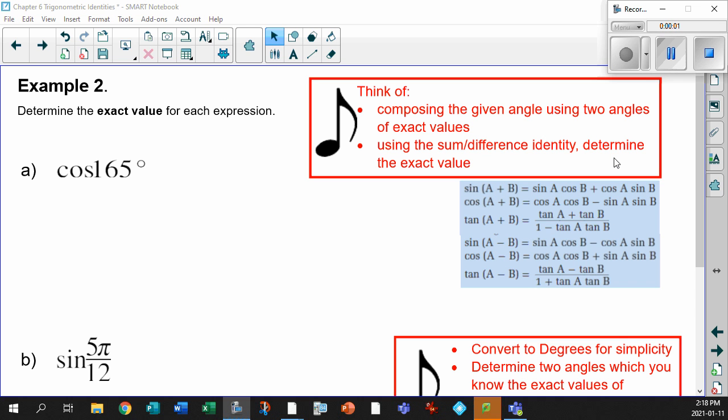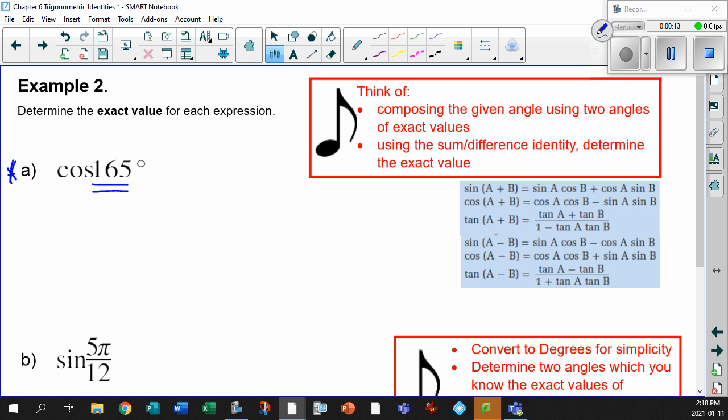Let me show you the advantage of knowing how to use sum and difference identities. It's actually quite splendid. Take a look at this first example. It says, I want to figure out cosine of 165 degrees. Now, I could just throw it in my calculator and get a wonderful decimal, right? Decimals suck, especially when the question says, give me the exact value. What do we do? Well, I got it written down right here.